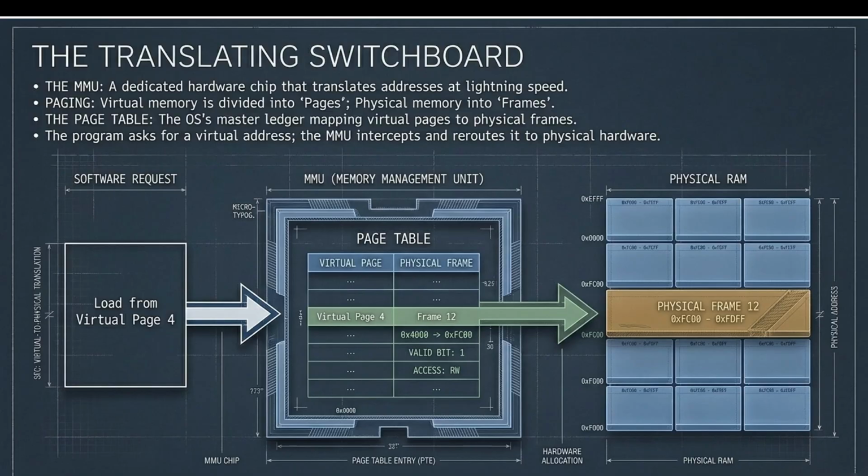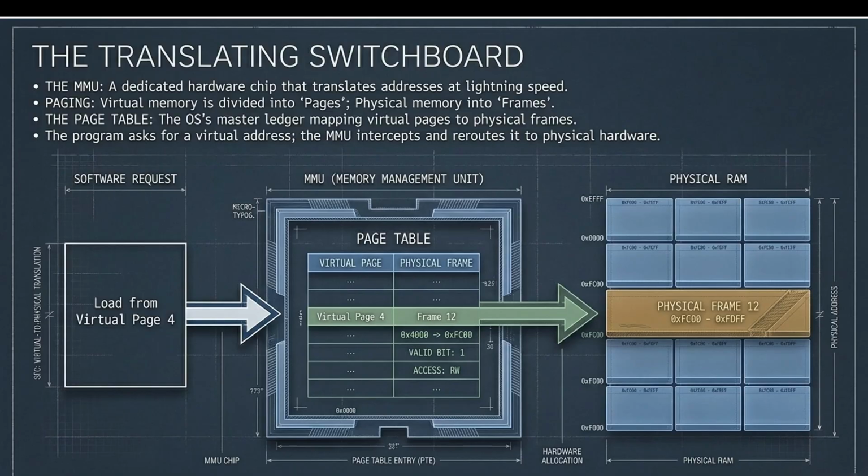Paging, virtual memory. As I have talked about, we have two different types of addresses and two different types of memories: the physical memory and the virtual memory. The individual components within virtual memory are called pages, and the fundamental units of physical memory are the frames. The page table is the OS master ledger mapping virtual pages to physical frames. So these virtual pages will be mapped to the physical frames.